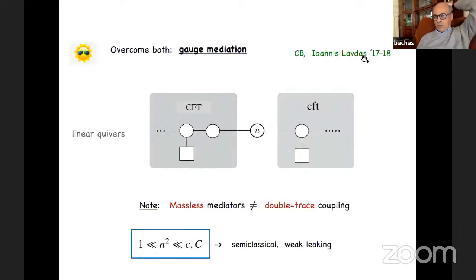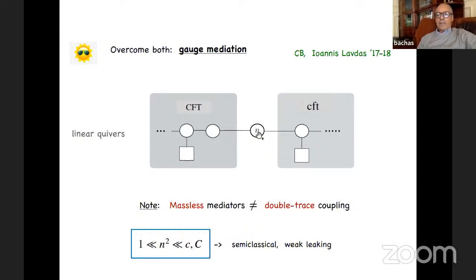So with Ioannis Lavdas, who was my student, he's now a postdoc in Munich, we basically proposed to overcome this limitation in the following very simple manner. Rather than couple the theories via a double trace operator, why not just put a gauge mediator? Now, the precise context, as you will see, is that the CFTs I'm talking about are linear quiver Gaiotto-Witten theories. I will say a little more about this. And what you do basically is gauge a common global symmetry. This ties them up together.